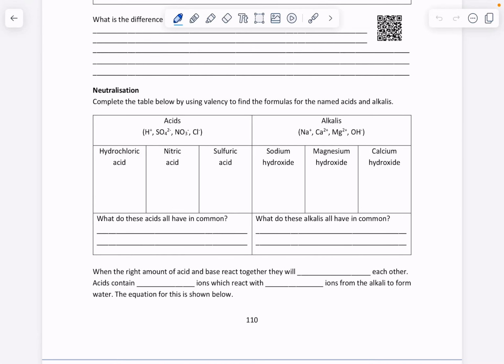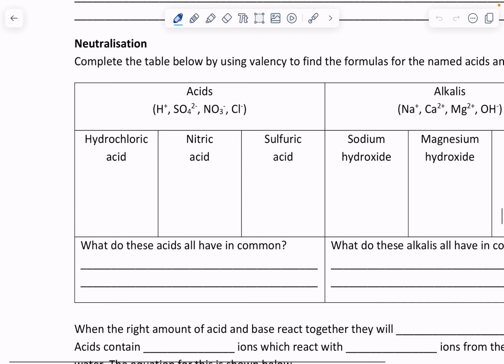So what this wants you to do is to work out the formula for the different acids using this information here. Okay, so if I do the first one with you and show you how it goes, you can try the others. So in this first one, we've got hydrochloric acid, so that contains hydrogen. Now the chloric bit means it contains chloride.